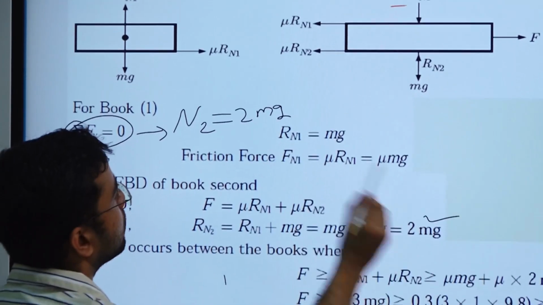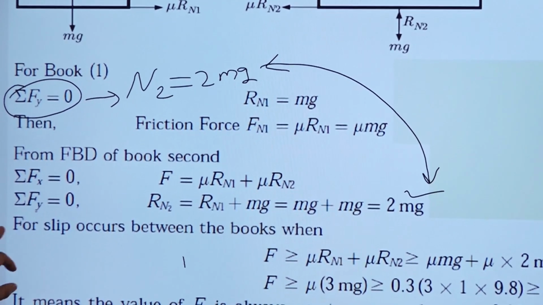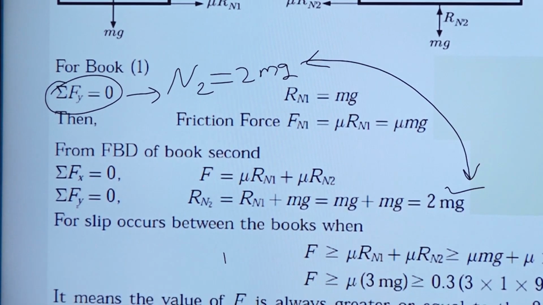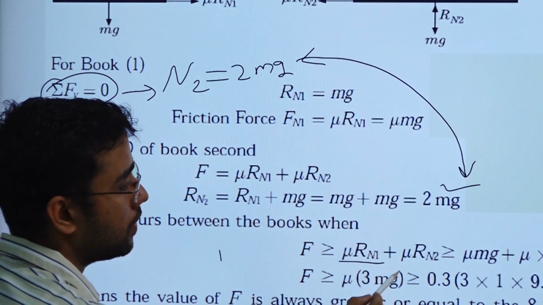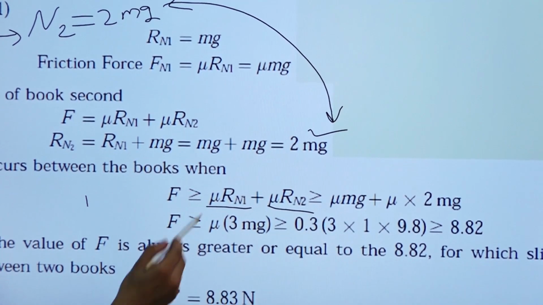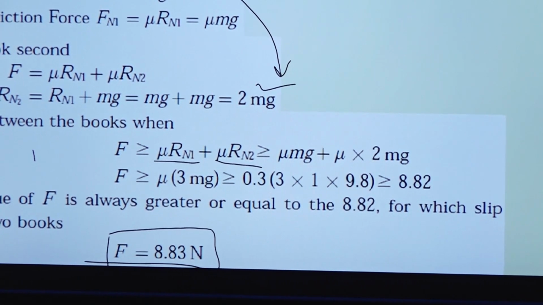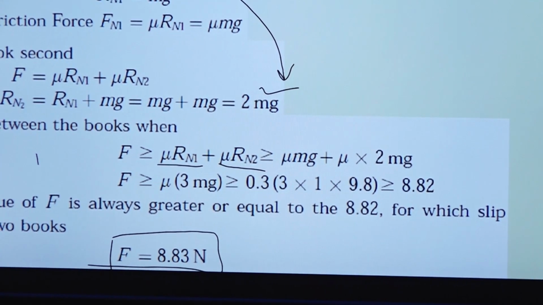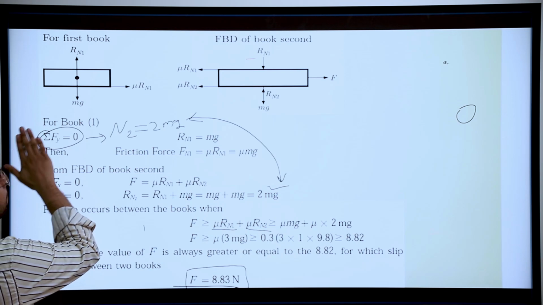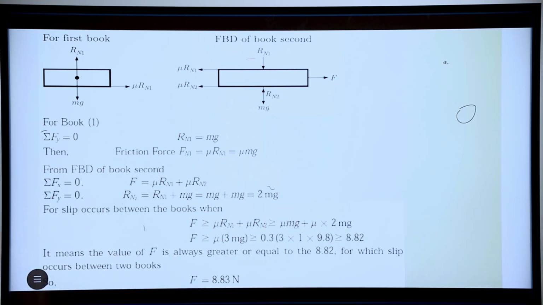Here you can see this one, right? Now force slip occurs between the books when F is greater than or equal to mu Rn1 plus mu Rn2. What is R? R is nothing but normal force, right? So when you solve it, you will get 8.83 around. Okay, so it is the detailed solution only, which I have already solved in previous slide.